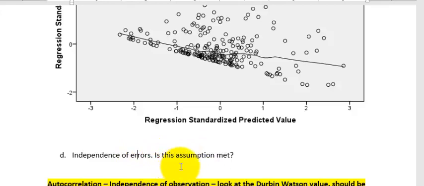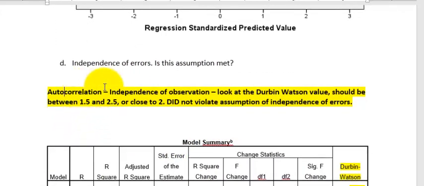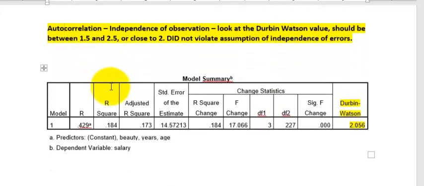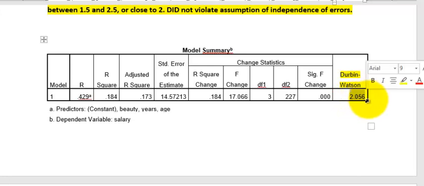Independence of errors. That's what we call autocorrelation. Autocorrelation is checked using what we call the Durbin-Watson test, and that's in your model summary box. For our problem, it's 2.056. The short version is you want a Durbin-Watson value of somewhere around 2, which is practically perfect. Now, I've read books where it says it should be between 1.5 and 2.5. I've read other books where it says it should be between 1.8 and 2.2.